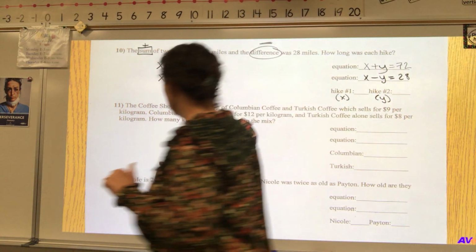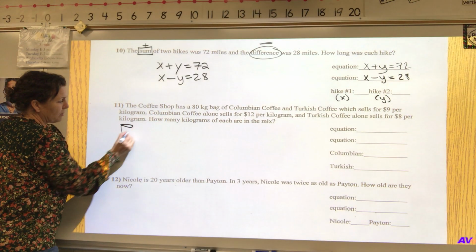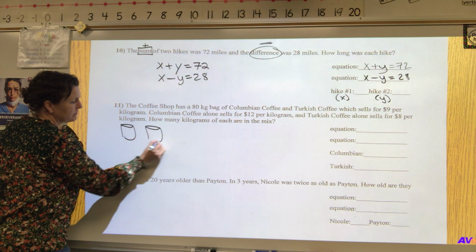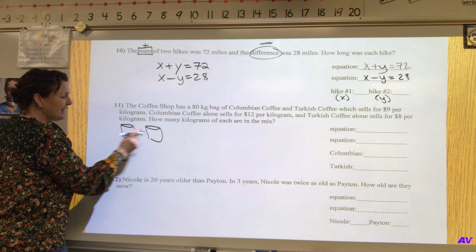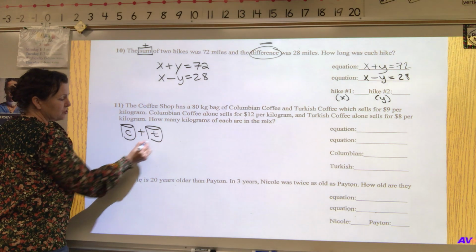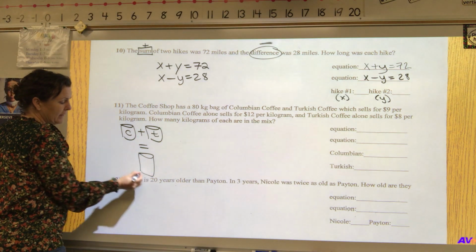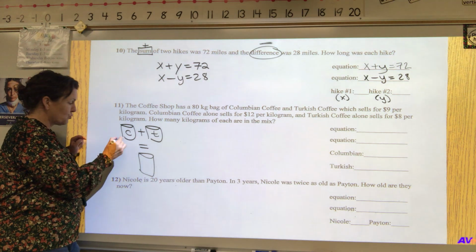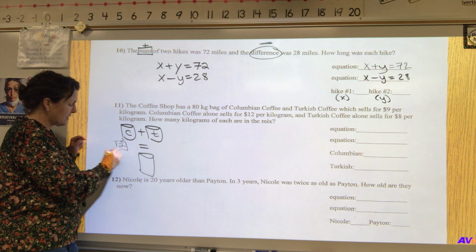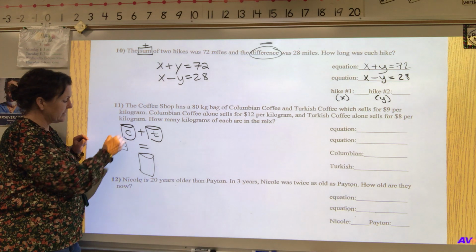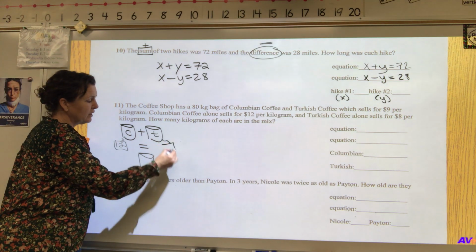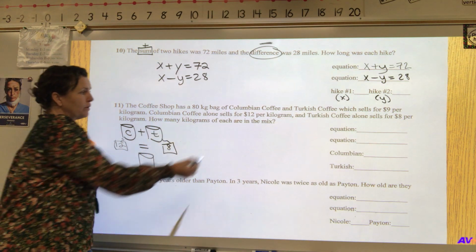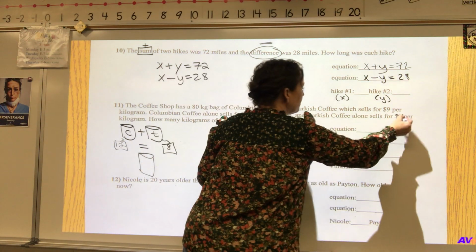I like to draw a picture. That's my start. So I'm going to draw 3 cylinders. So if I add the individual coffee, Colombian and Turkish, I'm going to make the mix. So I have Colombian coffee alone, which sells for 12. So there's a little price tag that has the number 12 on it, because all I see is Colombian. Turkish coffee alone sells for 8. So I've used the number 12 and I've used the number 8.